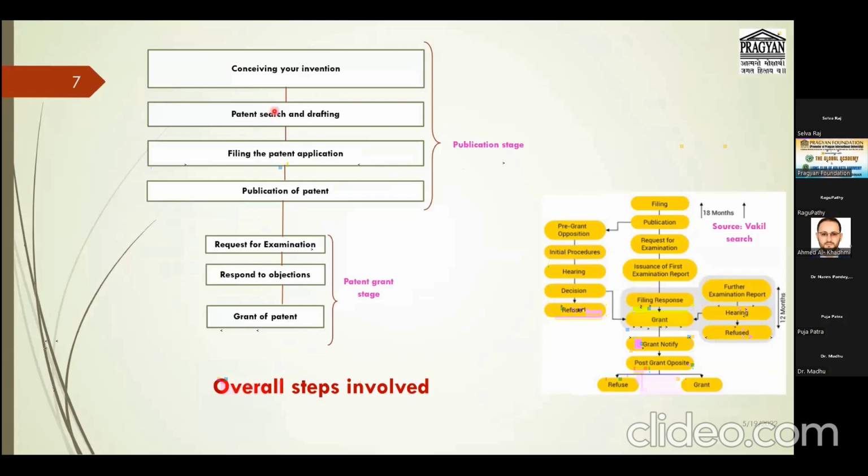After this kind of patent drafting, you can go for filing the patent application. So this is what my main talk is about today: filing the patent application. Once you file the patent application, your publication will definitely be published in the patent office. Here again, I put publication of the patent. It's not like that, so don't do like that. It is your publication of the patent draft only.